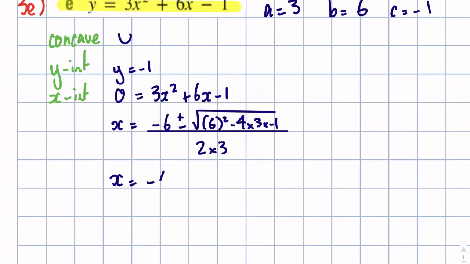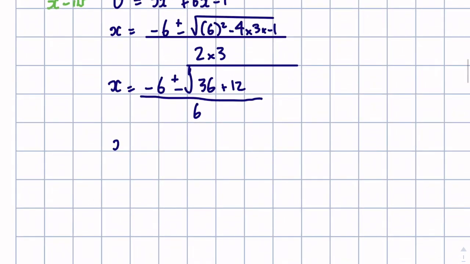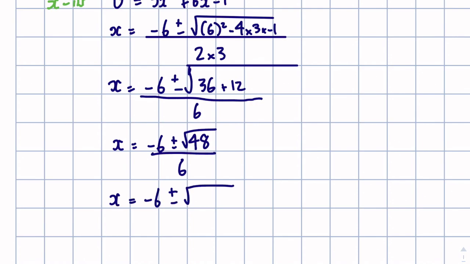So this comes out as minus 6 plus minus the square root of 6 squared is 36, negative 4 times 3 times negative 1 plus 12, all over 6. So we've got x equals minus 6 plus minus the square root of 48 on 6. Do we have any square numbers that go into 48? 16 does, 3 times.